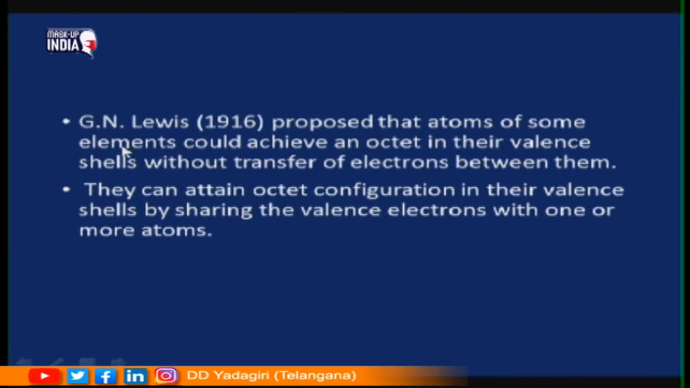So, children, after the electrovalent bond, that is the ionic bond, G.N. Lewis proposed that atoms of some elements could achieve an octet in their valence shell without even transferring electrons between them. So, they need not transfer the electron from one atom to another atom. This is mostly possible in non-metals. They can attain octet configuration in their valence shell by sharing the valence electrons with one or more atoms.